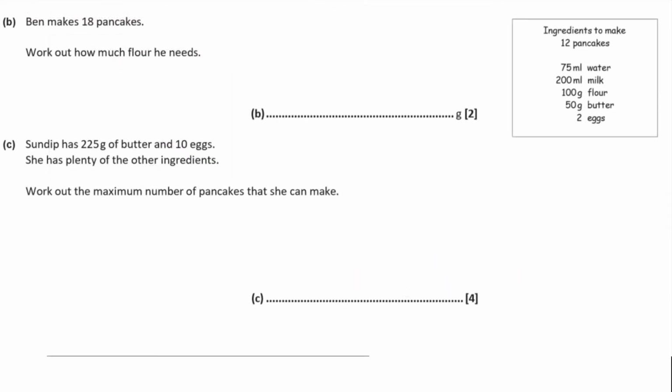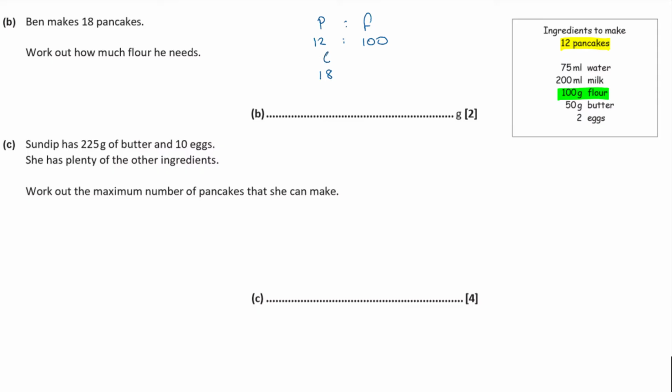Part B says Ben makes 18 pancakes. Work out how much flour he needs. Okay, well, if I make a ratio of pancakes to flour, then I know from the original recipe that for 12 pancakes we needed 100 grams of flour. So I can write down 12 to 100 here. Okay, now what I want to do is change 12 pancakes to 18 pancakes. Now I can't just multiply 12 by something to get 18, okay, but I can go by a stepping stone to make the maths a little bit easier.